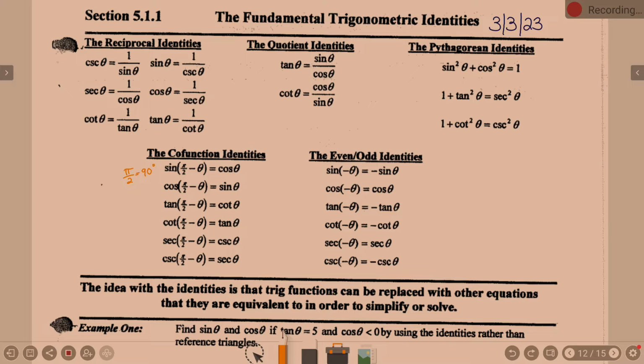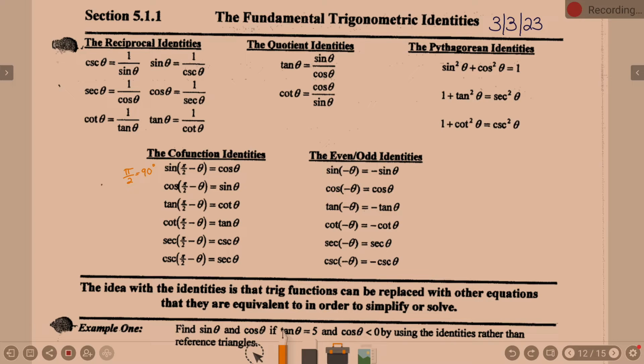The sine of negative theta is equivalent to negative sine theta. Okay? Sine is an odd function. Tangent is odd, cotangent is odd, and cosecant is odd. So they all have, like, the negative theta is equal to the negative function. Cosine and secant, they're even functions. And so cosine of negative theta is equal to just positive cosine. Same thing with secant. Okay? So those are, again, even-odd identities. These are all things that we can take pieces and swap them in and out. And that's what we're going to practice doing.